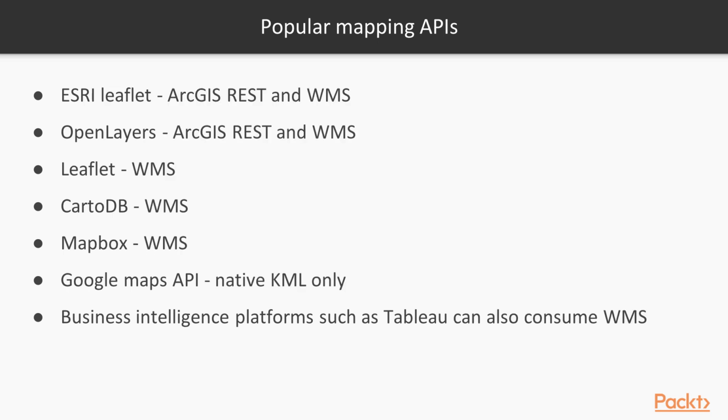So here's the thing. These mapping APIs can consume data from ArcGIS server. WMS, the Web Mapping Service format, which is the OGC standard, can be used with nearly all of these with the exception of Google Maps API, which accepts native KML only. The cool thing is that Esri Leaflet and OpenLayers can also directly consume ArcGIS REST services. So that's the REST feature service and map service that I'll be demonstrating momentarily. And that makes our lives a little bit easier because those formats perform a bit better than the WMS in the ArcGIS sphere anyhow.